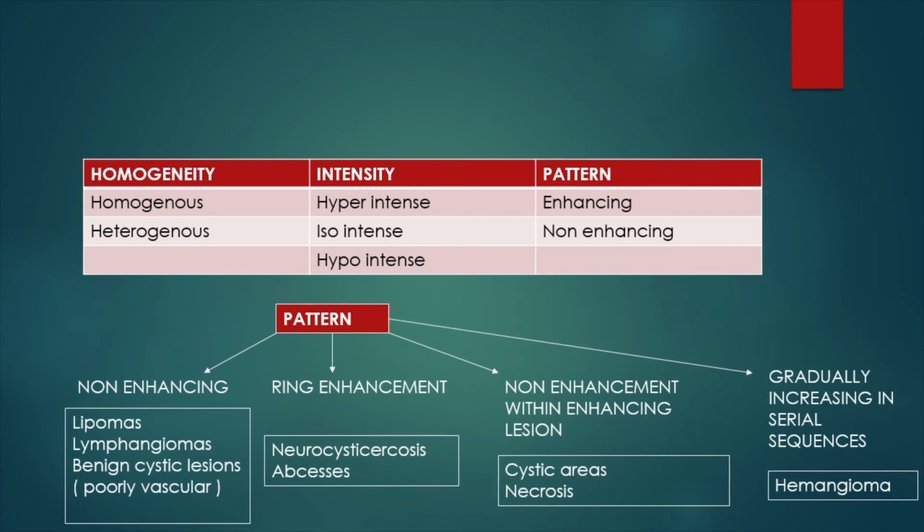Non-enhancing lesions are lipomas, lymphangiomas, and benign cystic lesions, because these are poorly vascular. Ring enhancement can be seen in neurocysticercosis and abscesses. Non-enhancement within enhancing lesions can be seen in necrosis and cystic areas, and gradually increasing enhancement in the serial sequences can be seen in hemangiomas. Yes, sir, later it will be explained in clinical findings.